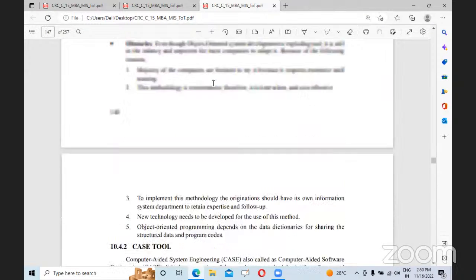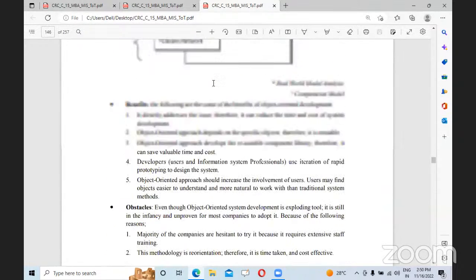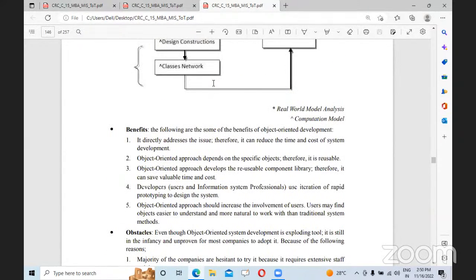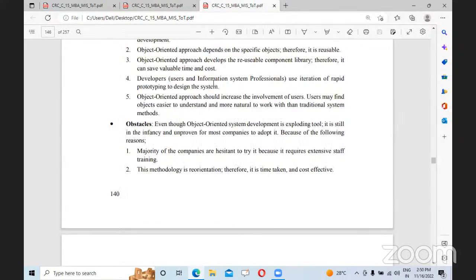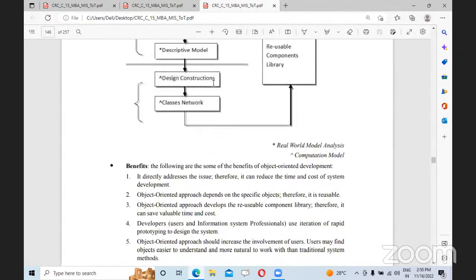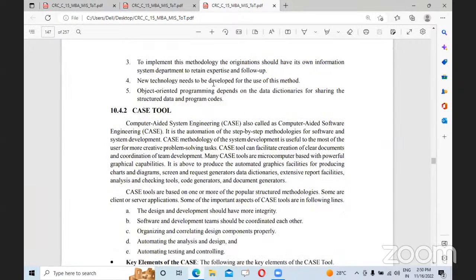These are all the benefits and obstacles relating to the object-oriented development lifecycle or programming lifecycle. Next concept is CASE tool methodology.